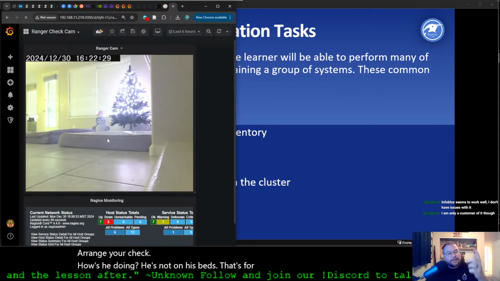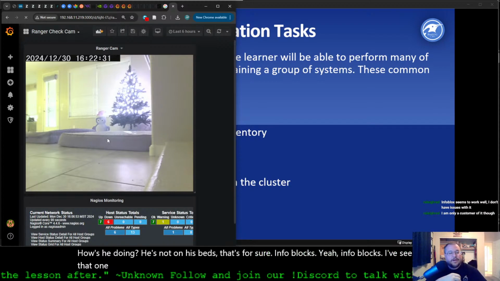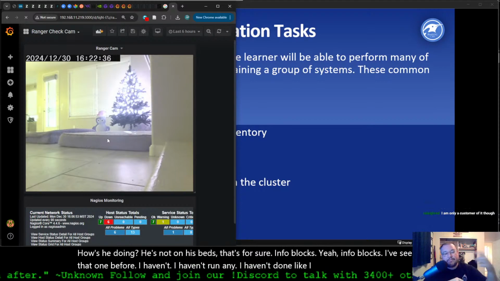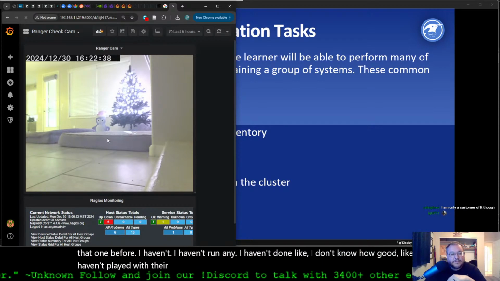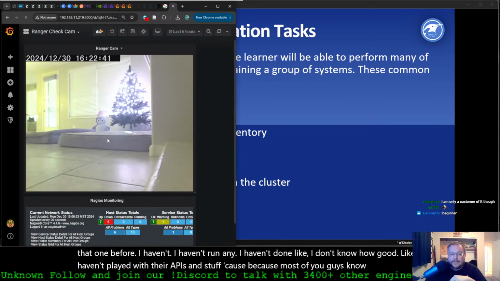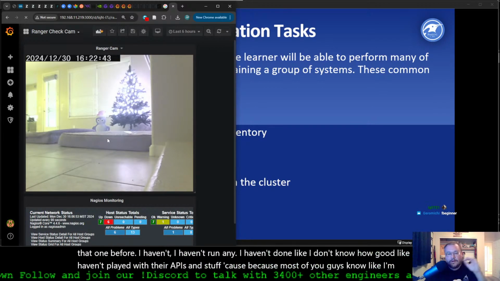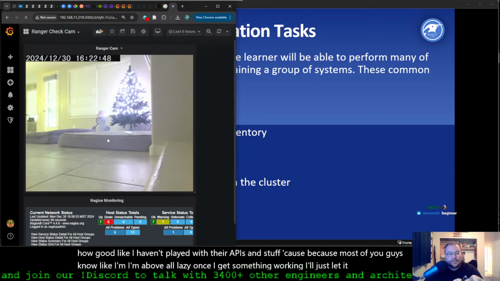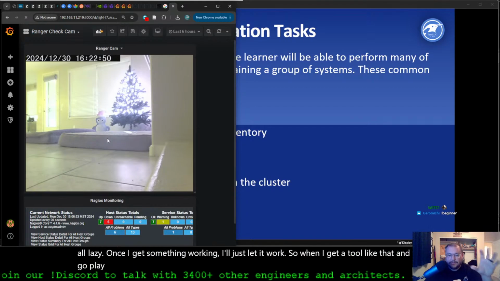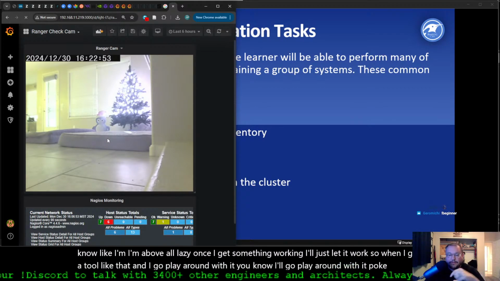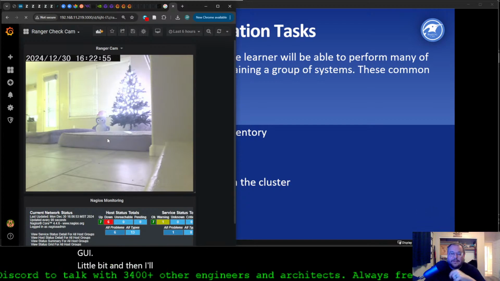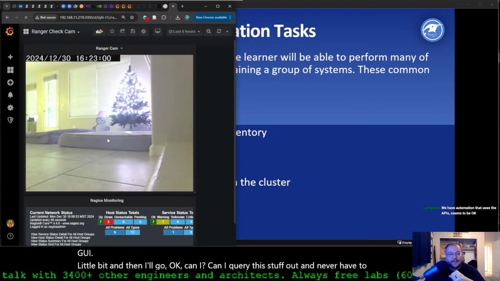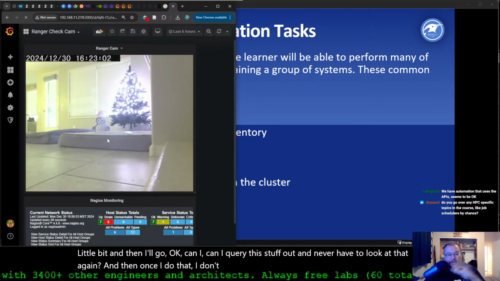Info blocks, yeah. Oh, info blocks. I've seen that one before. I haven't run any. I don't know how good. I haven't played with their APIs and stuff, because most of you guys know I'm above all lazy. Once I get something working, I'll just let it work. So when I get a tool like that, I'll go poke around in the web GUI for a little bit, and then I'll go, okay, can I query this stuff out and never have to look at that again? Then I never have to go in there again.